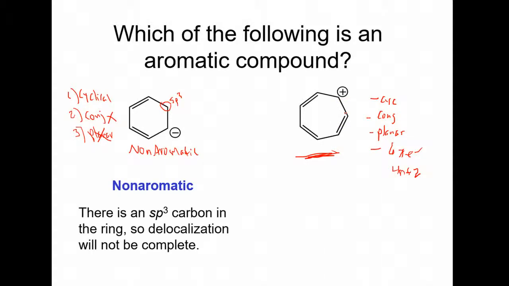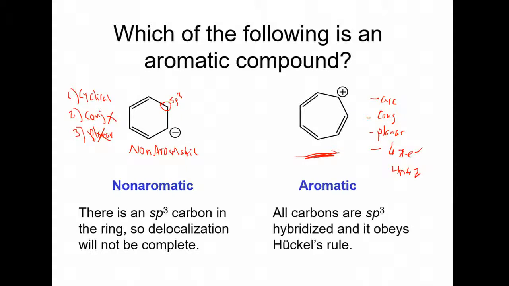The non-aromatic one has an sp3 carbon, so it's not delocalized. That one, all carbons are sp, that should be sp2 hybridized. I found an error in the publisher notes. All carbons are sp2 hybridized, and it obeys Huckel's rule.